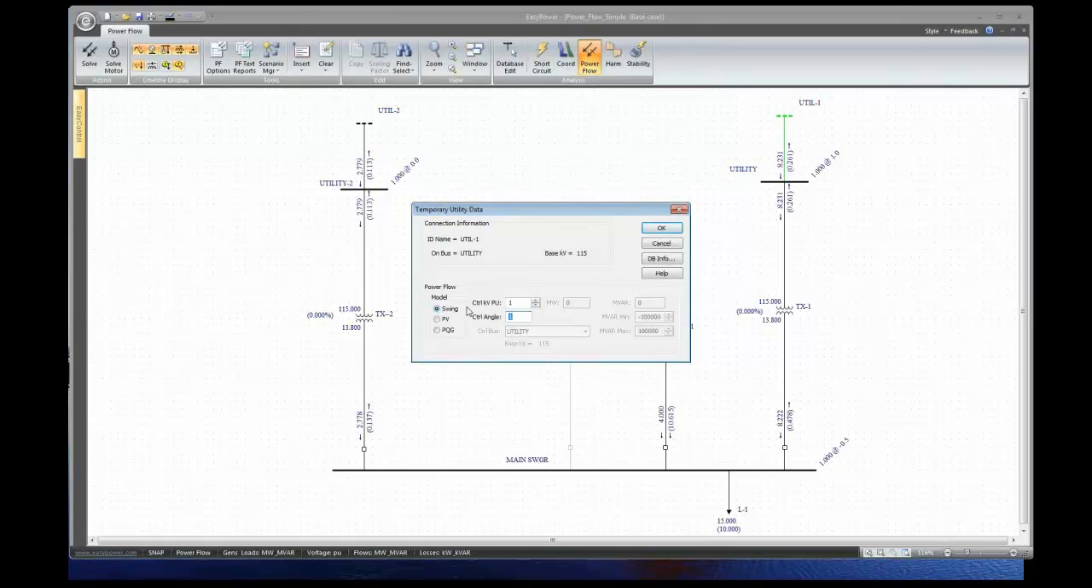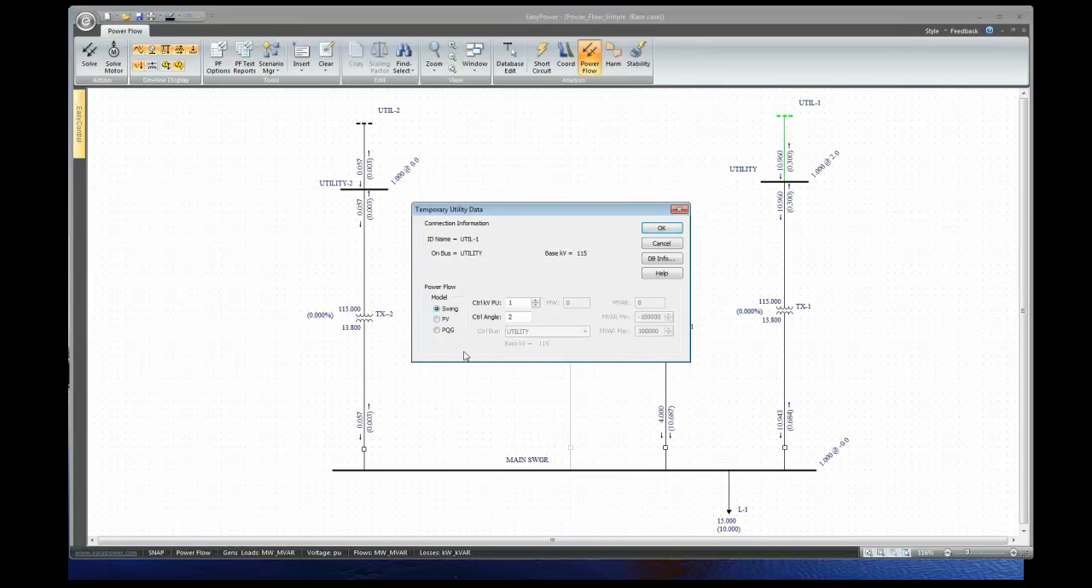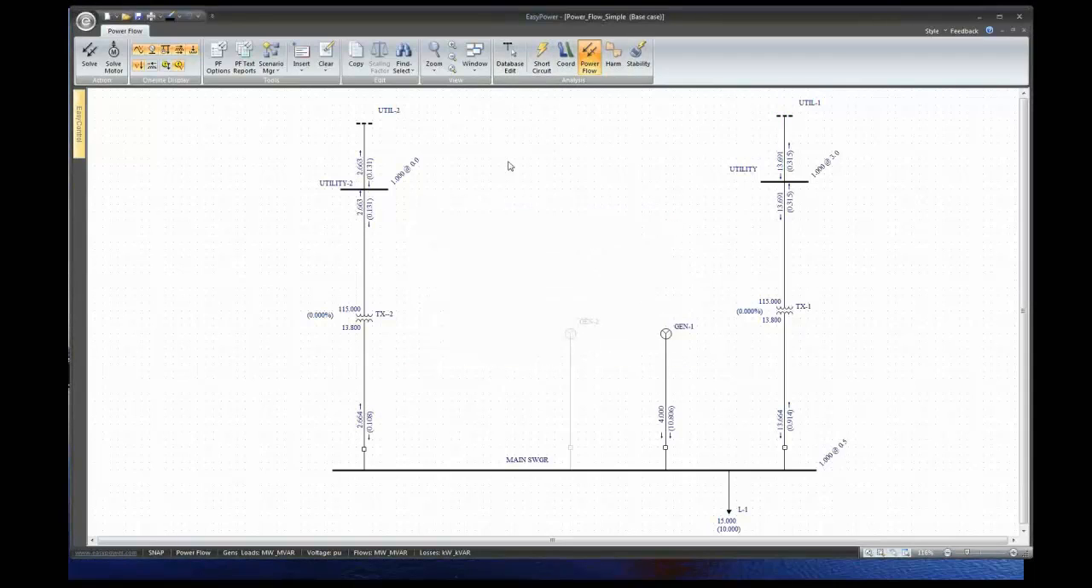I can go higher. Now at 2 degrees, basically I have almost no power coming down this way. So what happens if I go higher, 3 degrees? Well, now I have 13 megawatts, but I still only have this amount of load, and I still have 4 megawatts coming from here. So where's the extra power going?